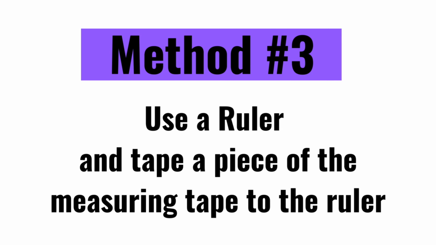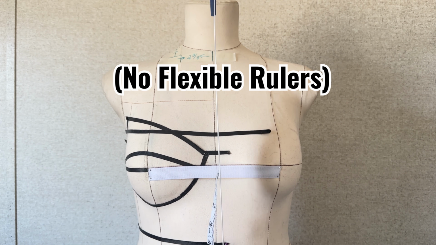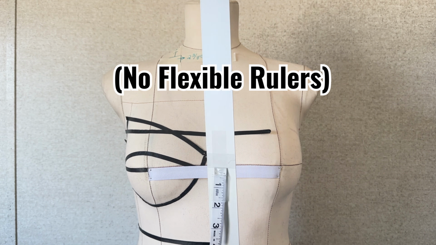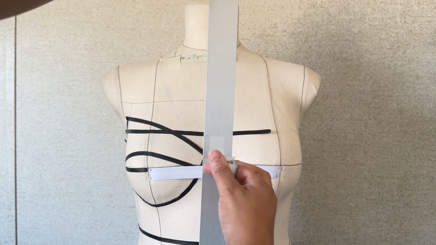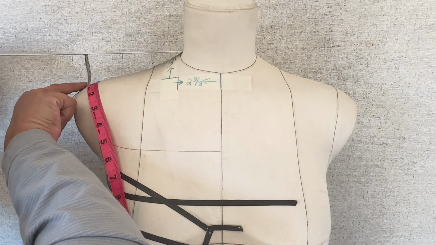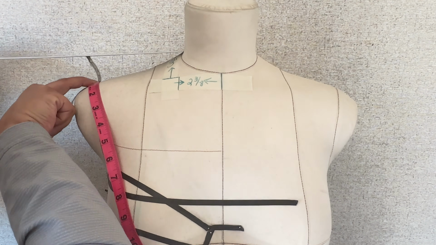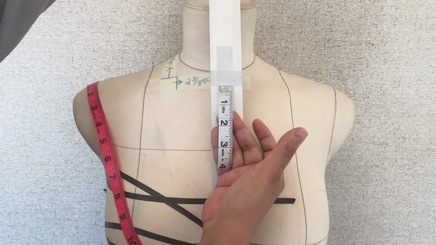Next is method 3. Use a ruler and tape a piece of a measuring tape on the ruler. Make sure the ruler is strong. Then put tape on both sides like this, so that the measuring tape is directly on top. After that, level the ruler on your client's neck. Then you can see how much is the shoulder slope. For Classy, it's 1 5/8.